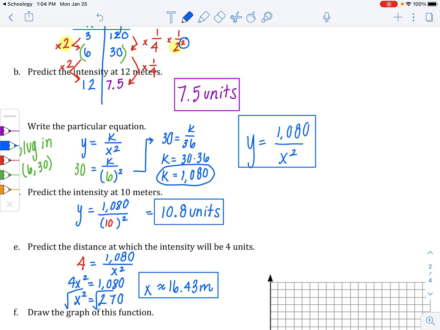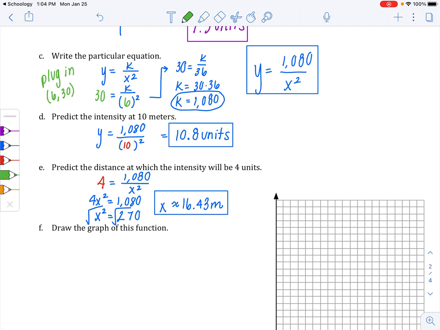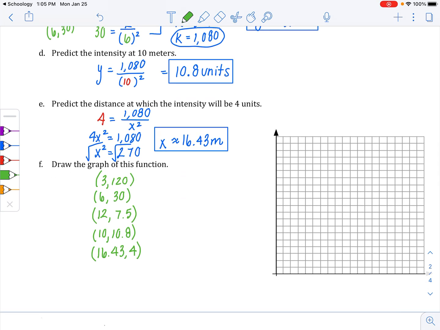Part F is going to be our graph, which, as you can tell from all of these problems above, we have just made a bunch of new points. So let's take a quick moment and just put all our points down here. From the table, we already know 3, 120. From the table, we also know 6, 30. We found 12, 7.5. From part D, we found 10, 10.8. And from part E, we just found 16.43, 4.